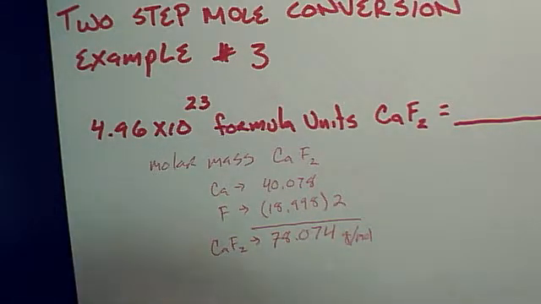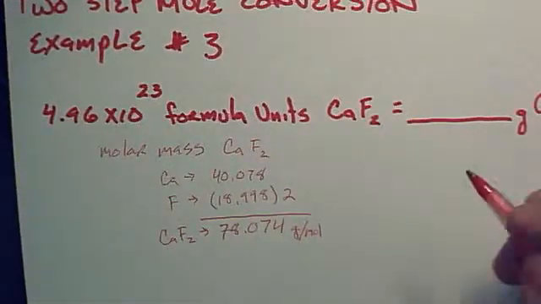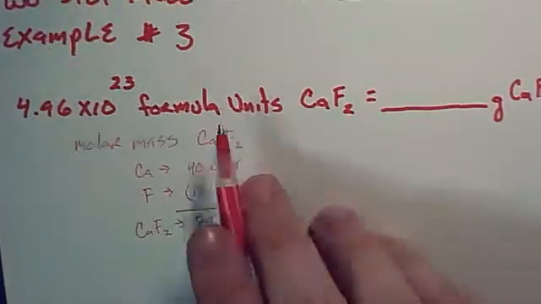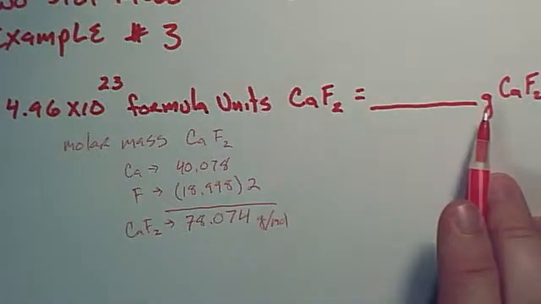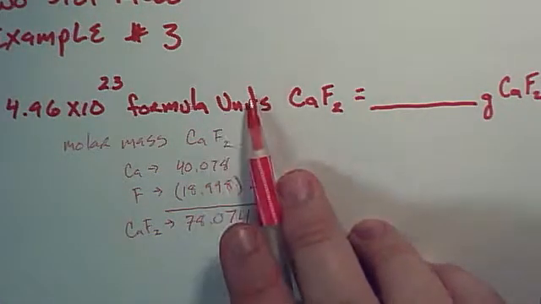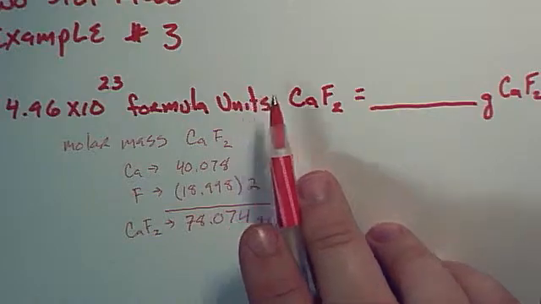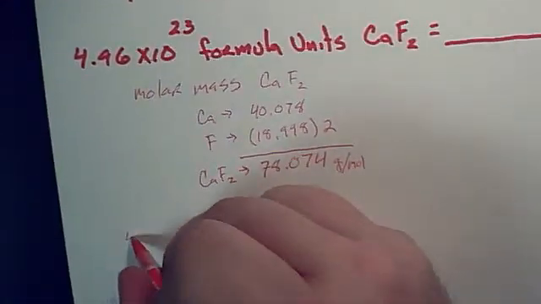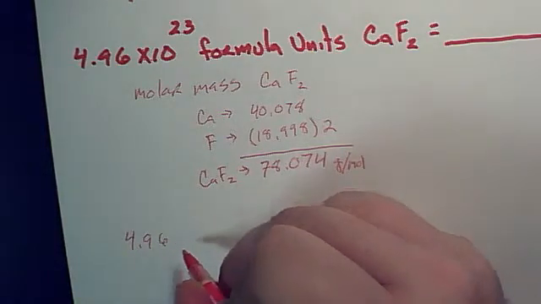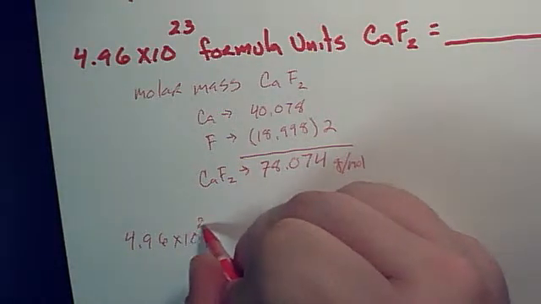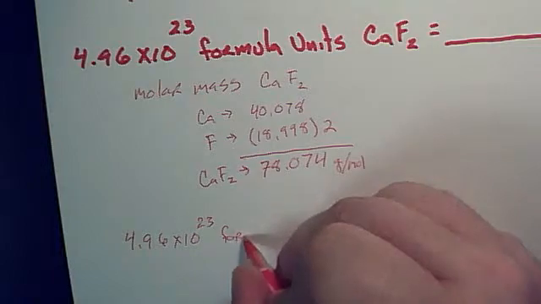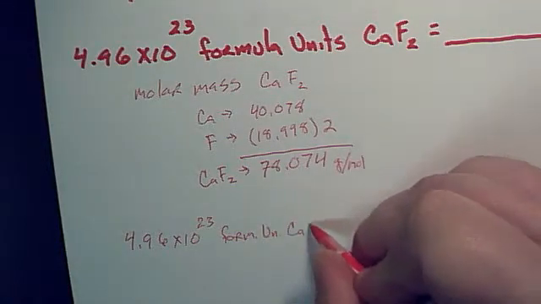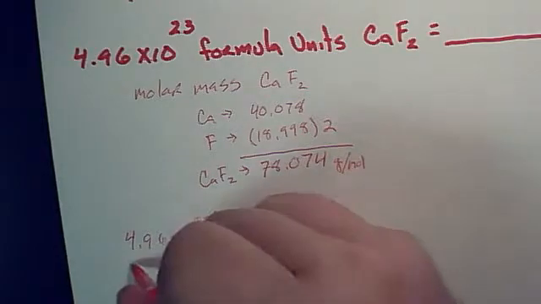Okay, now that I know that mass, I'm going to do exactly as I've done with the other 2 example problems. I'm going to go from formula units into grams. So I have to go from formula units, which are particles, first to moles. So I'm going to start with my number I'm given, 4.96 times 10 to the 23rd formula units of calcium fluoride.